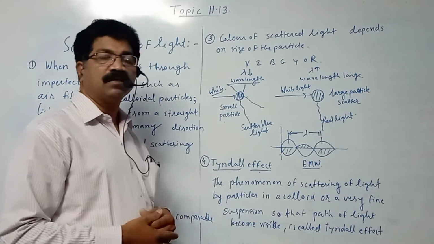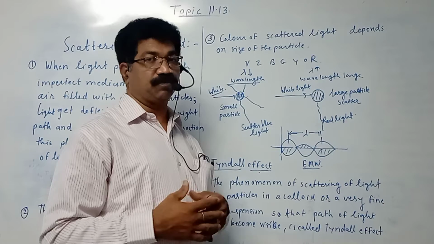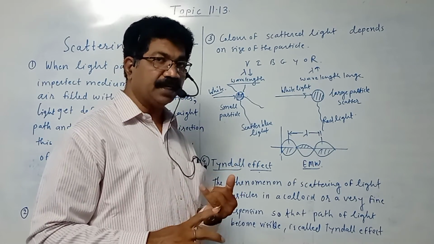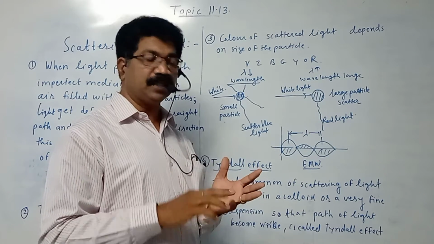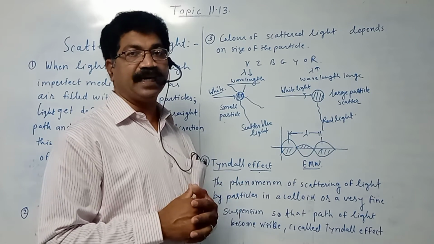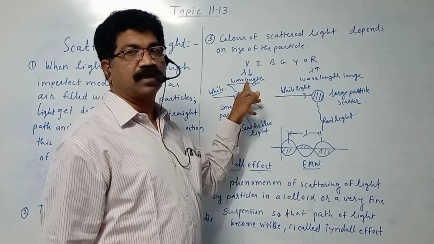Now, what are the colors present in white light? White light contains 7 colors. What is the short form for that? VIBGYOR: violet, indigo, blue, green, yellow, orange, and red. Now, violet has the smallest wavelength.